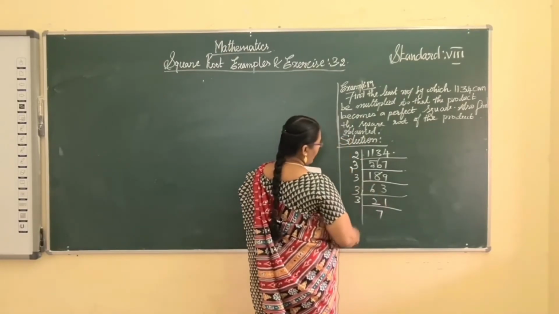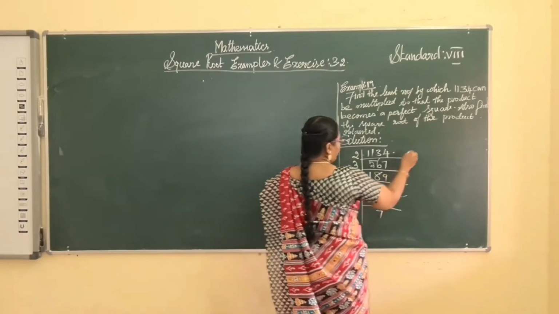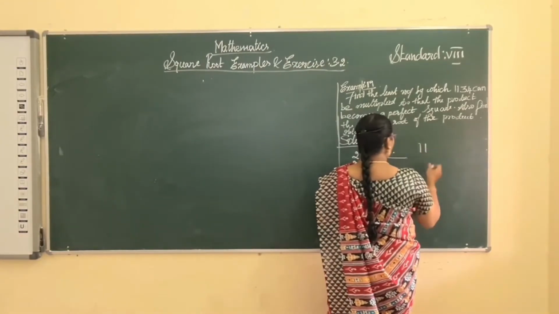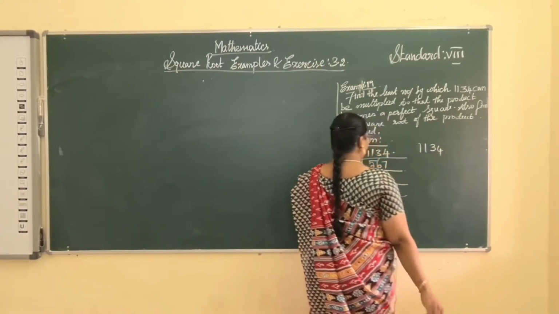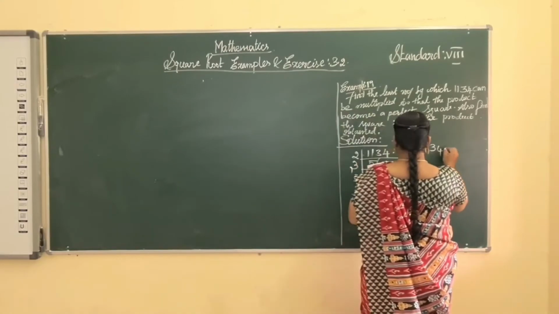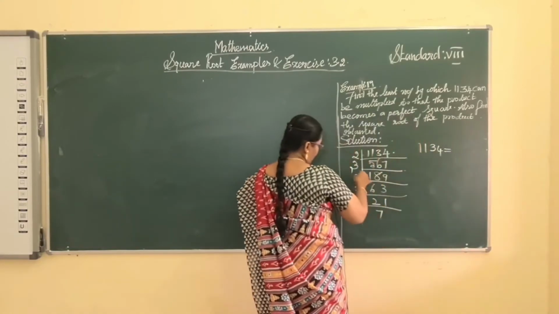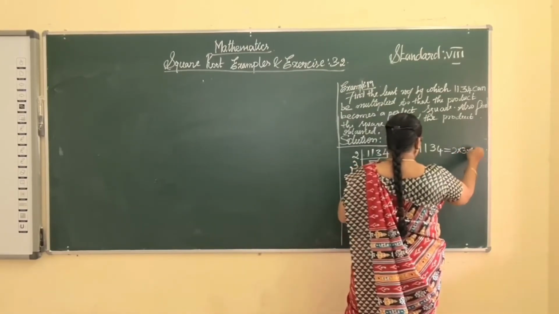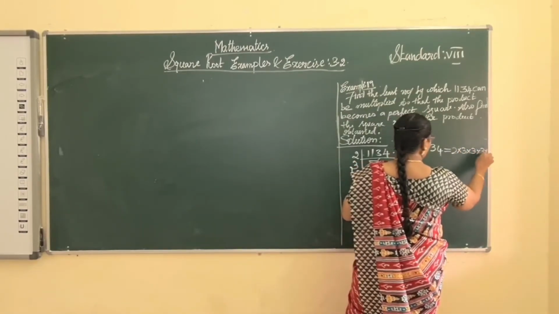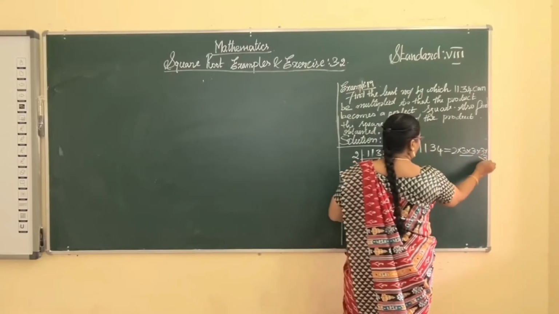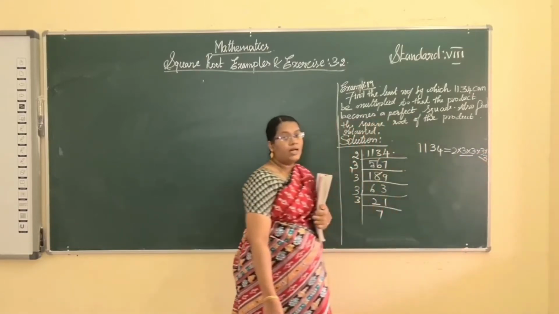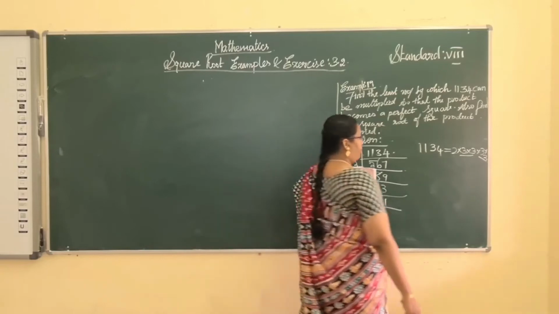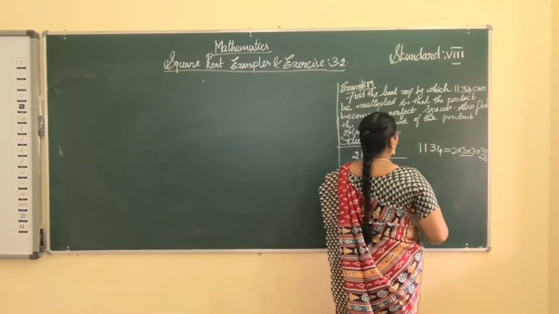Okay. And now write 1134 is equal to, what are the factors we get? 2 into 3 into 3 into 3 into 3 into 7. So here 2 does not occur in a pair. Okay, 2 does not occur in a pair.